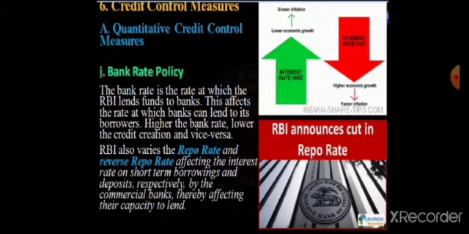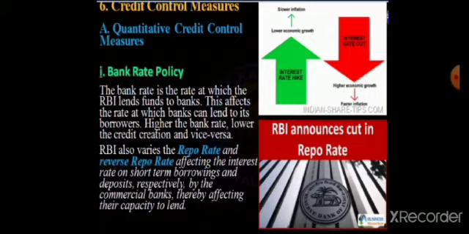Now a question comes: why has this bank rate policy been adopted to control the credit situation in our country? Or what is the reason this quantitative credit control measure has been adopted by the RBI? These quantitative and qualitative credit control measures have been adopted due to one problem, that is known as inflation. What exactly is inflation? Inflation is nothing but an increase in the prices of goods and services.